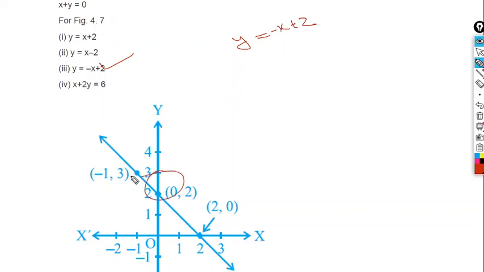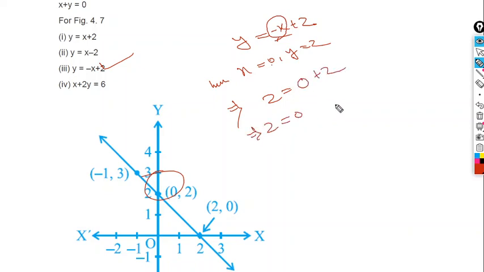Here we will take another point. Here x equal to 0, y equal to 2 implies 2 equal to, in place of x you write 0, 0 plus 2, equal to 2. Here the equation is also satisfied.